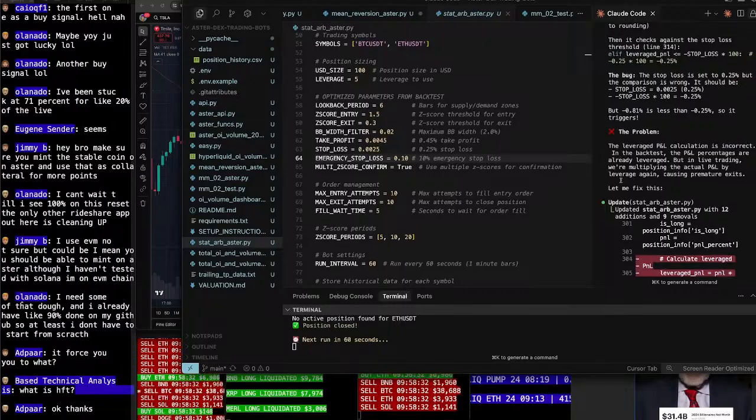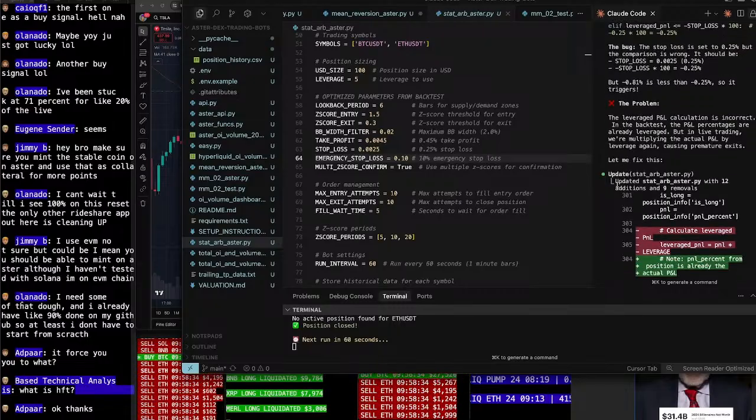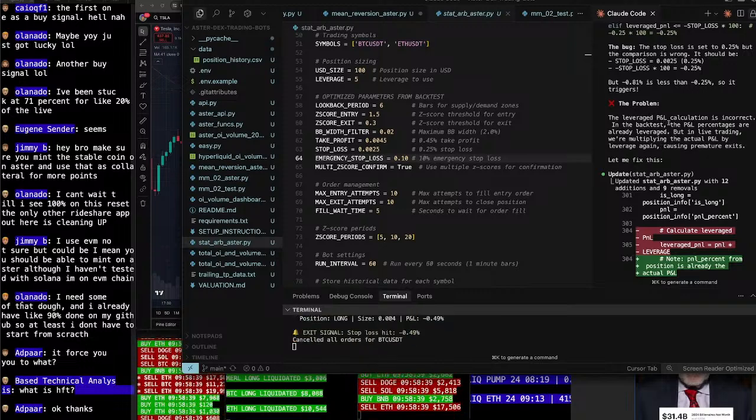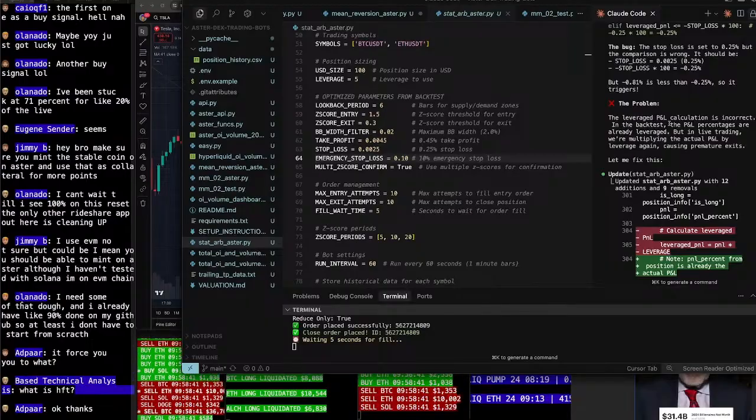The problem, the leverage P&L calculation is incorrect. In the backtest, the P&L percentages are already leveraged. But in live trading, we're multiplying the actual P&L by leverage again.